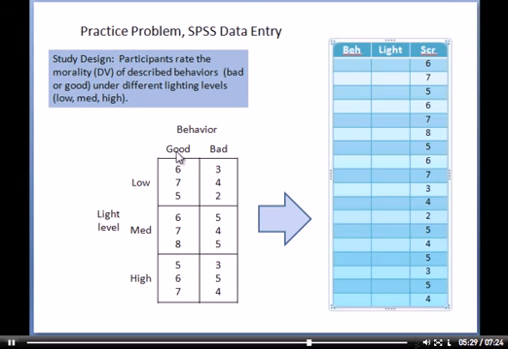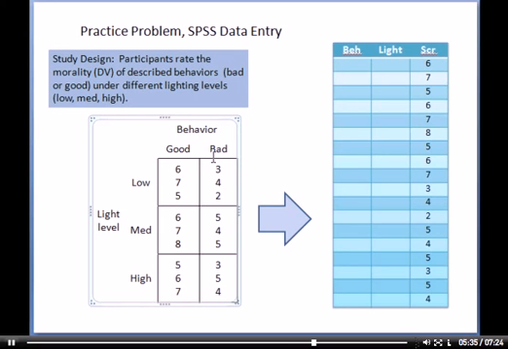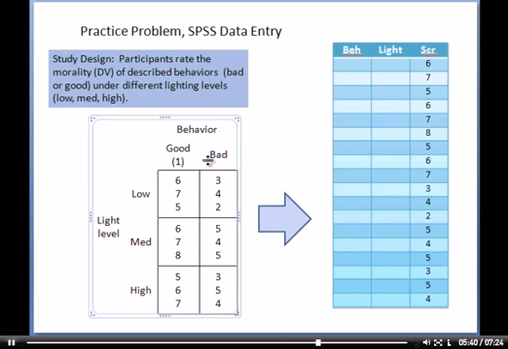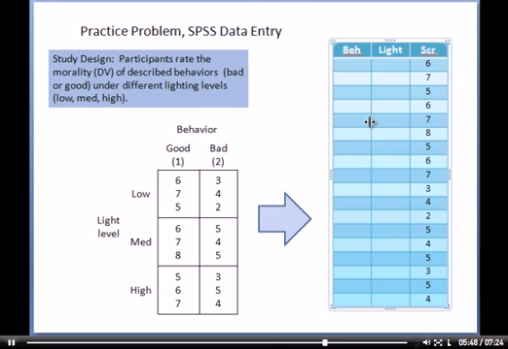Okay, what I would do is take behavior and I would call the good 1 and the bad 2. I'm going to type in 1 1 1 1 1 1 1 1 1. So those are all the good behaviors that are described, and then I got the same number of 2s, bad behaviors, so I'm going to go 2 2 2 2 2 2 2 2 and 2.